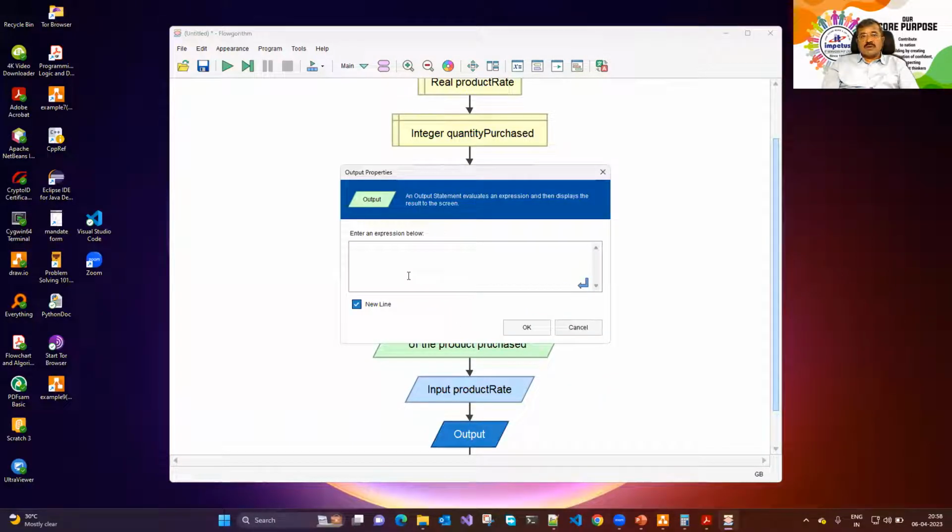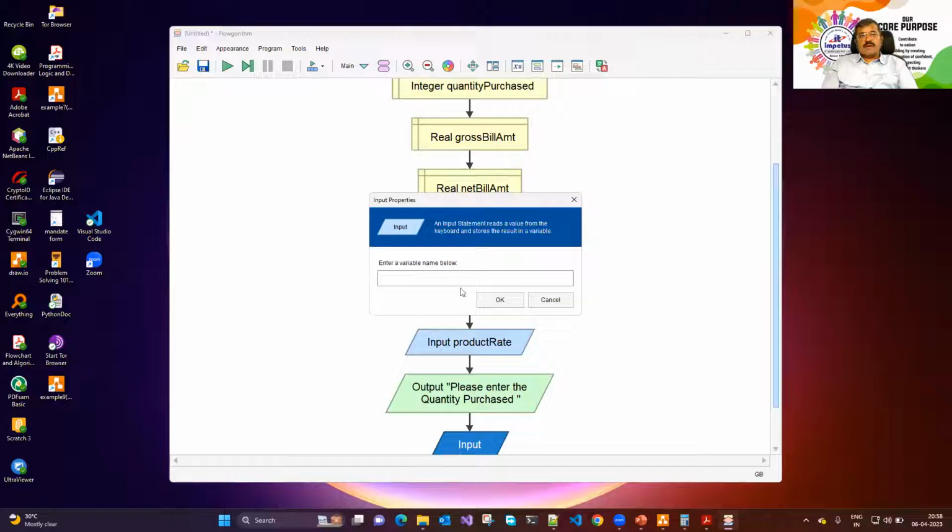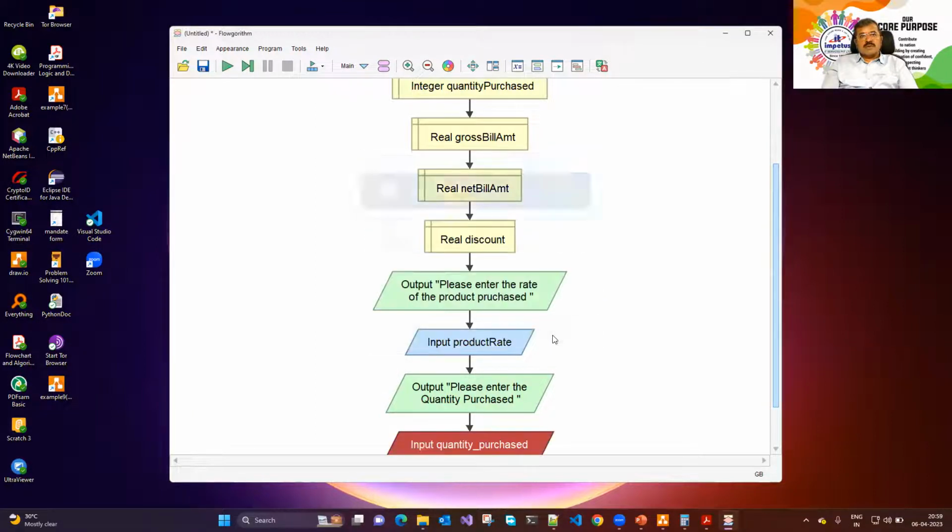Okay, what's the total, enter the quantity purchased. Please enter the quantity purchased. So we have given a message, please enter the quantity purchased. The user will input the value. Input किसमें store करोगे? We have variable like quantity purchased. Okay, I misspelled it probably.